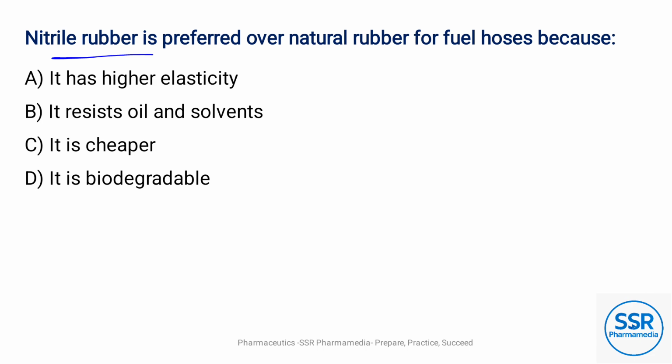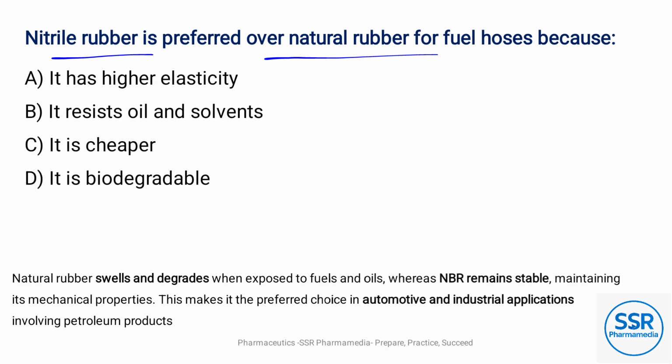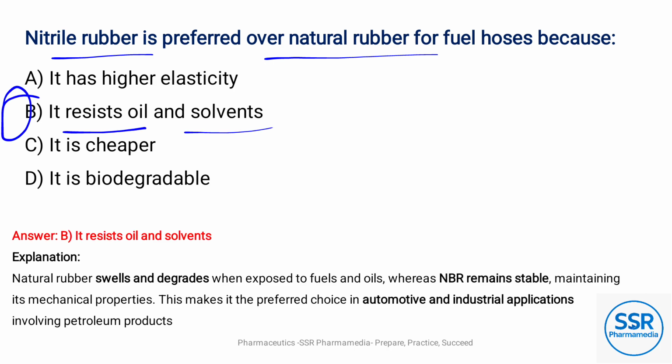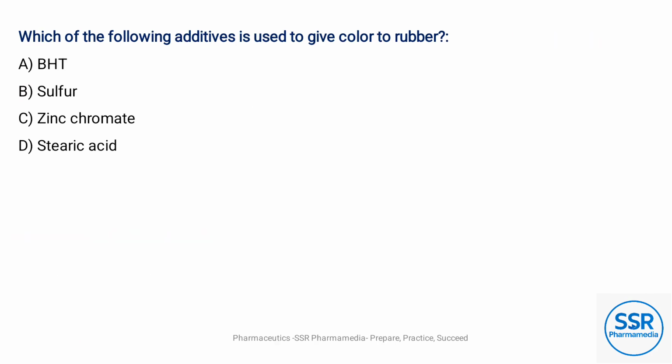Nitrile rubber is preferred over natural rubber for fuel hoses because, option B, it resists oils and solvents. Natural rubber swells and degrades when exposed to fuels and oils, whereas nitrile rubber remains stable, maintaining its mechanical properties. This makes it the preferred choice in automotive and industrial applications involving petroleum products.